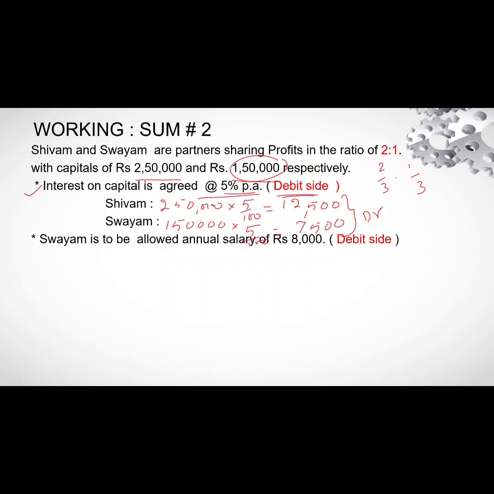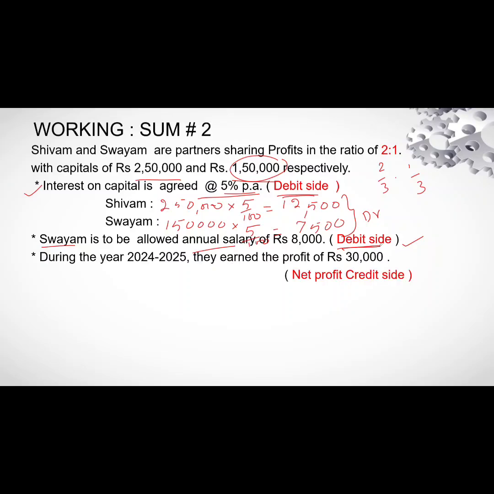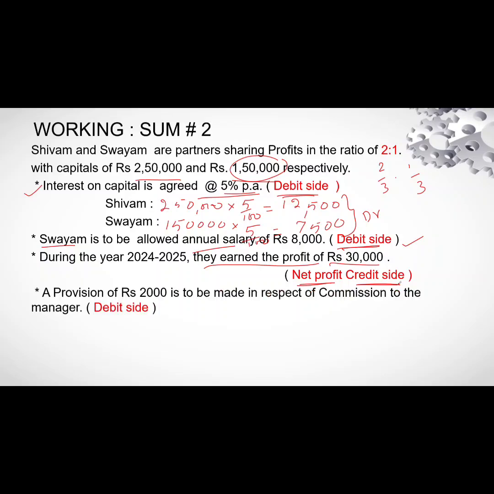The next adjustment is Swayam is to be allowed annual salary. So it is the salary of Swayam. Again, it is to be paid by the firm to the partner. Therefore, it is an expense for the firm, so it will appear on the debit side of Profit and Loss Appropriation account. The next adjustment is the profit that is earned by the firm, rupees 30,000. So this will be the net profit, which will appear on the credit side of the Profit and Loss Appropriation account as the opening balance.